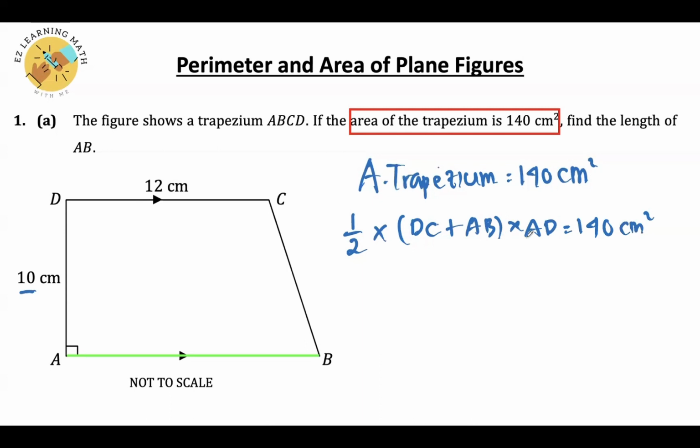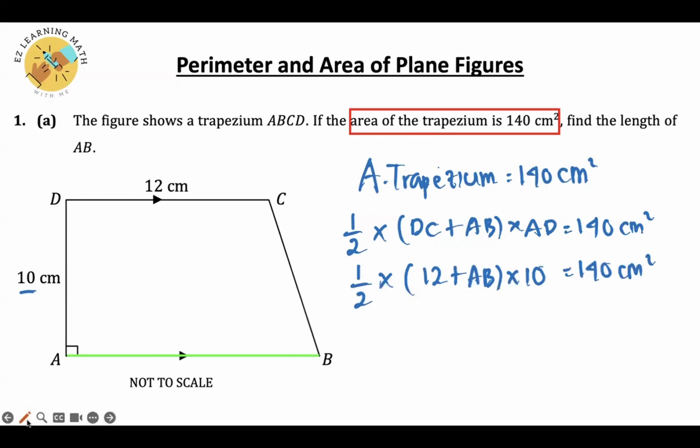Now, let's substitute the value given into the formula. Half times DC is 12 centimeters and AB, we don't know yet. So just write as AB and AD is 10 centimeters equals to 140 centimeters square. Okay, now let's simplify 1 out of 2 and 10. So we divide them by 2. 2 divided by 2 is 1, and 10 divided by 2 is 5.